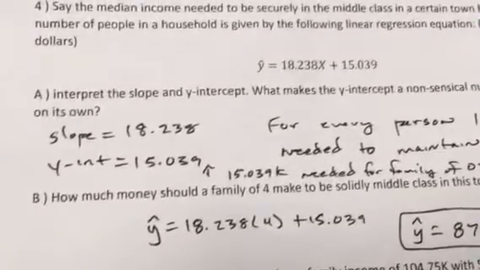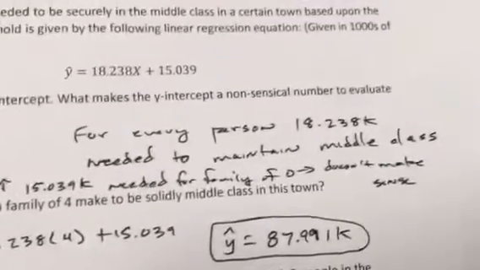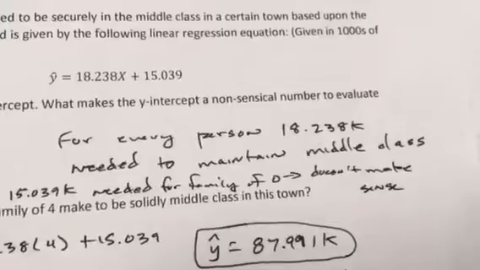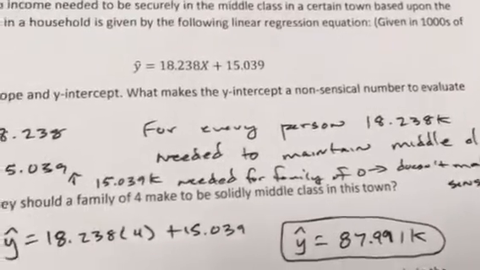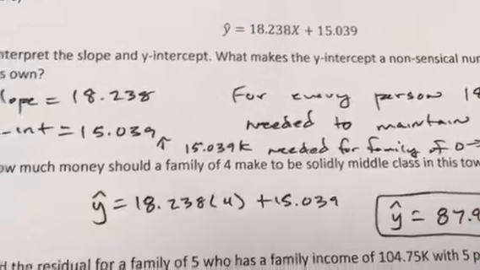The slope is 18.238. That means for every person added to the household, you need $18,238 more to maintain middle class status. The y-intercept means if you have 0 people in your household, you need $15,000. You do not. That doesn't make sense.